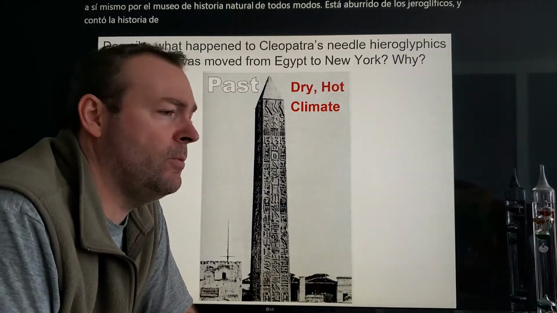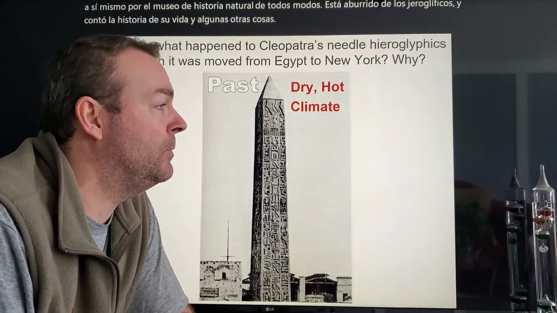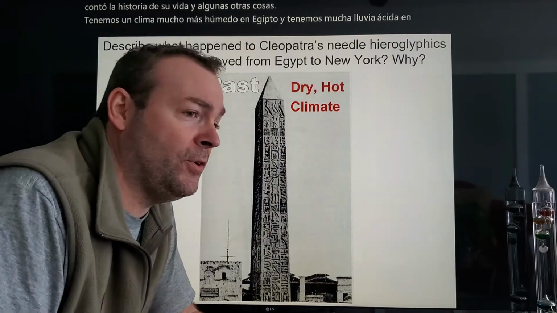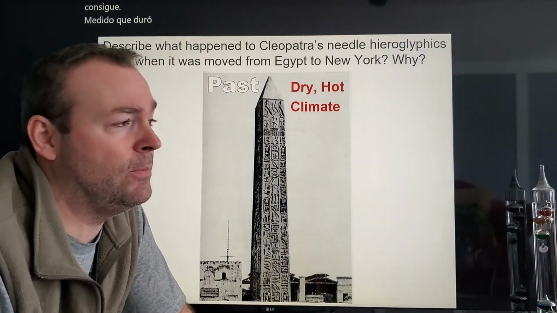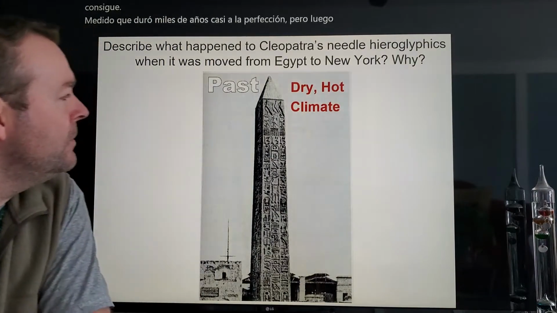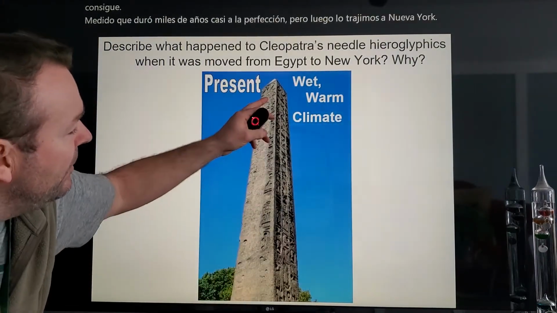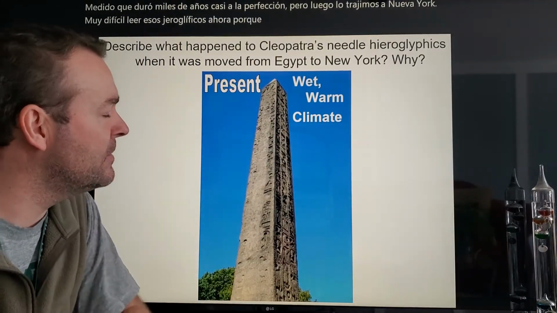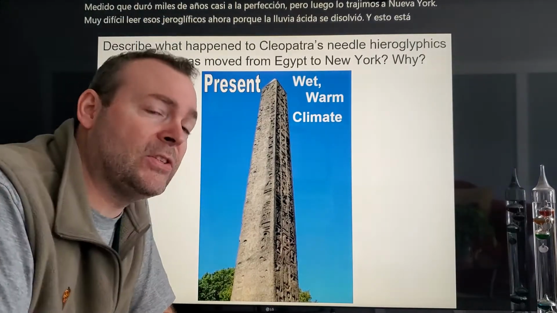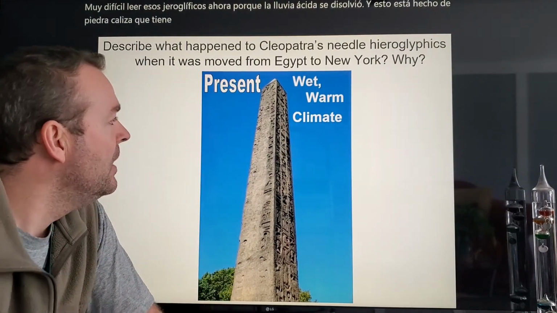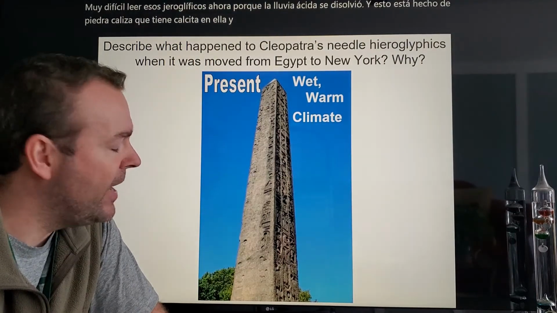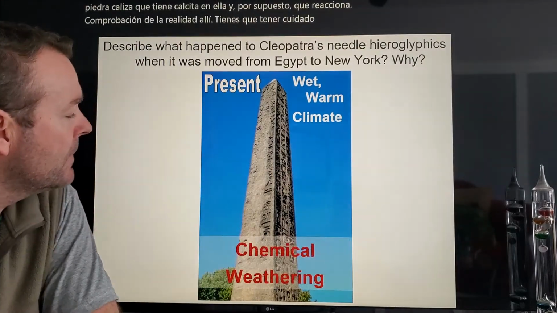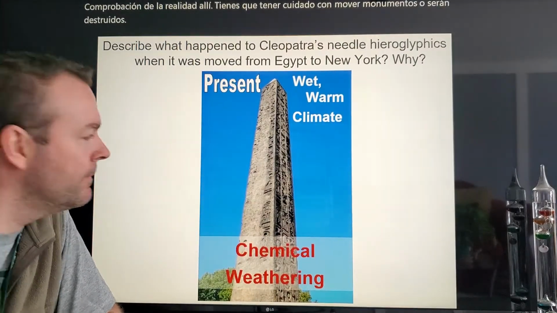But in New York, we have a much more humid climate than Egypt, and we get a lot of acid rain that Egypt doesn't get. So in the deserts of Egypt, it lasted for thousands of years almost perfectly. But then when we brought it over to New York, well, you tell me, very difficult to read those hieroglyphics now because the acid rain dissolved it. And this is made out of limestone, which has calcite in it, and of course that reacts to acids. So kind of a reality check there. You've got to be careful with moving monuments around or they will be destroyed. Okay, that is classic chemical weathering.